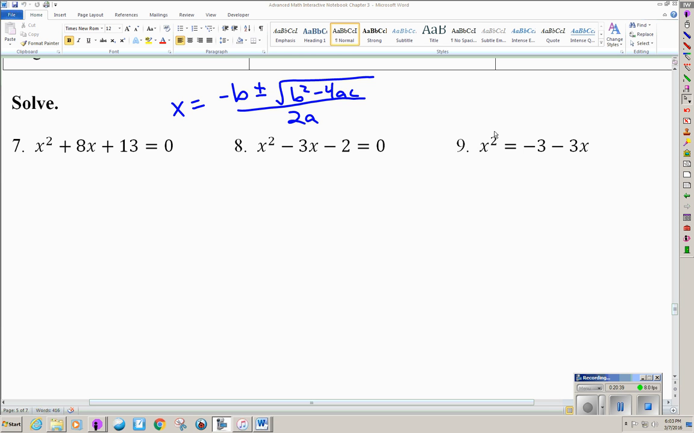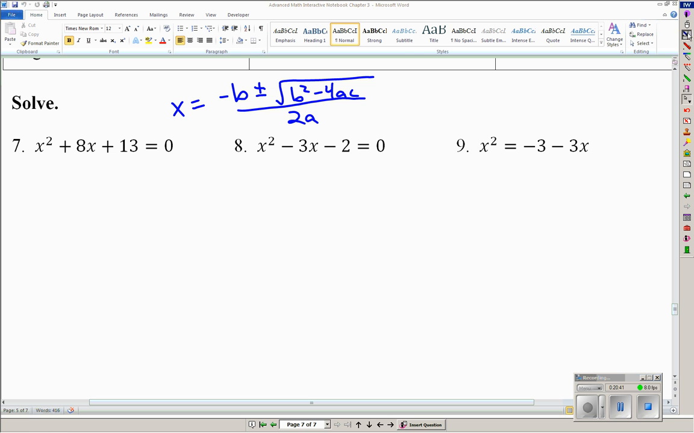Let's get everything on one side first, and it's easiest to put them where x squared is positive, and it's already positive on the left, so let's move these over. I'll have to add the 3 and add the 3x. And you want the x's first before the 3, so we'll do x squared plus 3x plus 3 equals 0. So a is 1, b is 3, and c is 3.